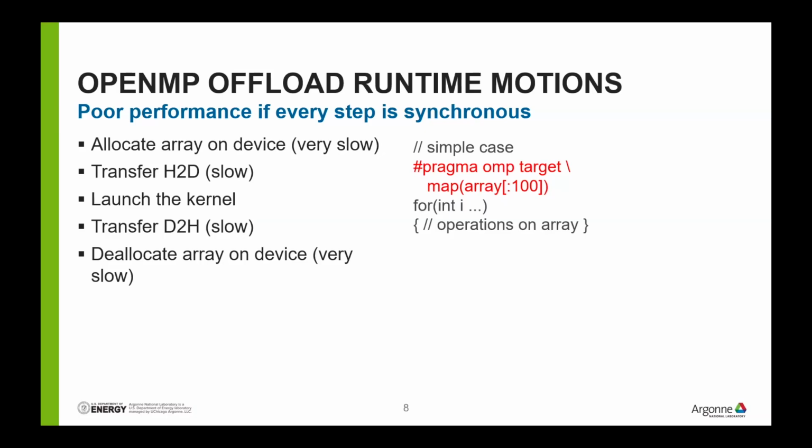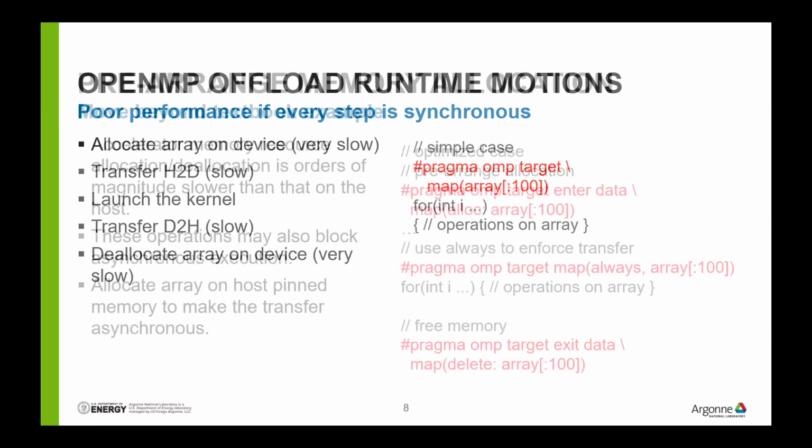Once you get the device memory, the runtime starts to move your data, because your array of 100 elements needs to be moved from host to the device. And then the runtime will launch the kernel for you. Once the kernel computation completes, the data gets transferred back. And also the device array needs to be destroyed. So there are multiple very slow operations.